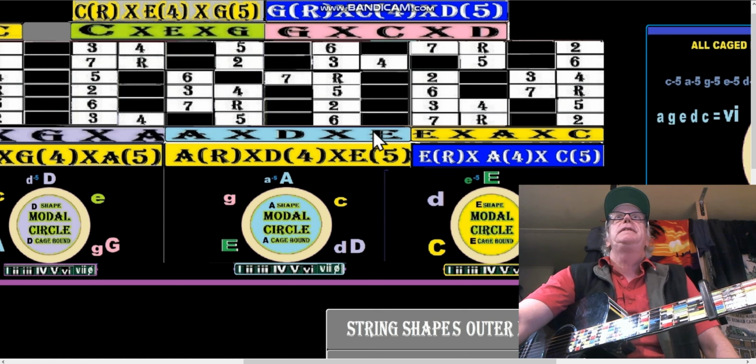So the A, D, E, these are just shapes. So it's A shape, D shape, E shape. And here's that A, D, and that E shape. And then there's the modal shapes in between. The little letters are the minors.